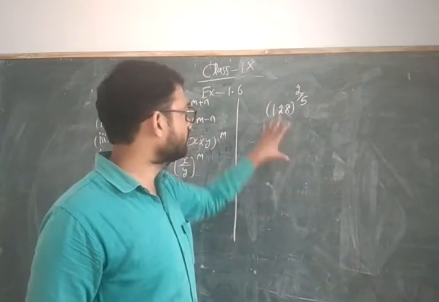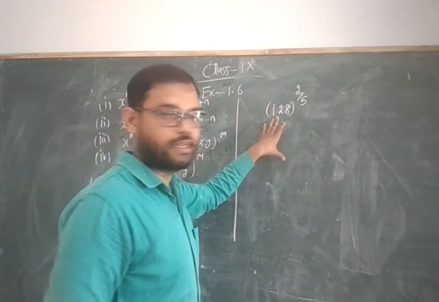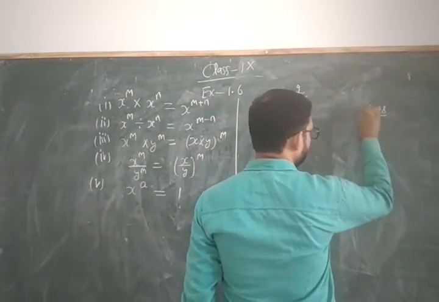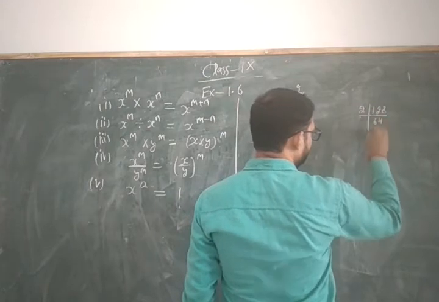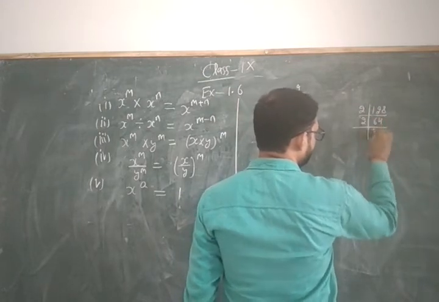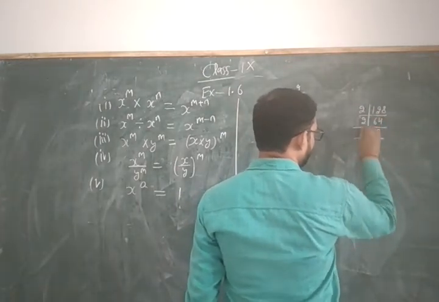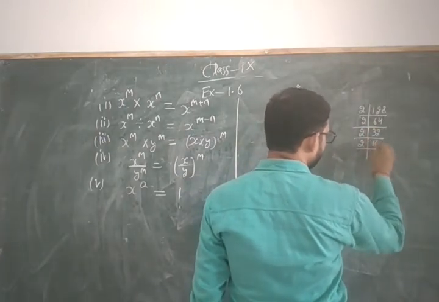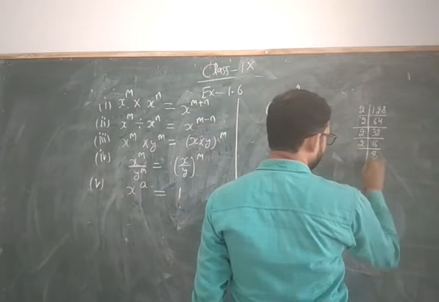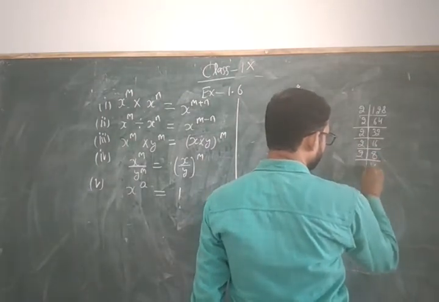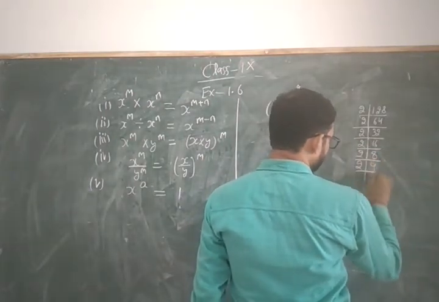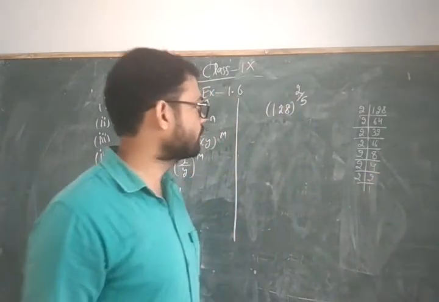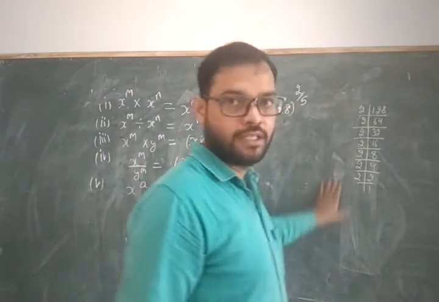So first of all we will make the prime factors of 128. If we take the prime factors of 128, what will they be? 2 6s are 12, 2 4s are 8, 2 3s are 6, 2 2s are 4, and again 2 1s are 2, then again dividing by 2 it becomes 8, 4, and then 2, and in the last 1. So you can see the prime factors of 128 are these.